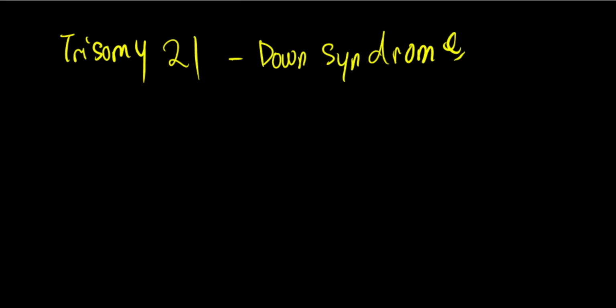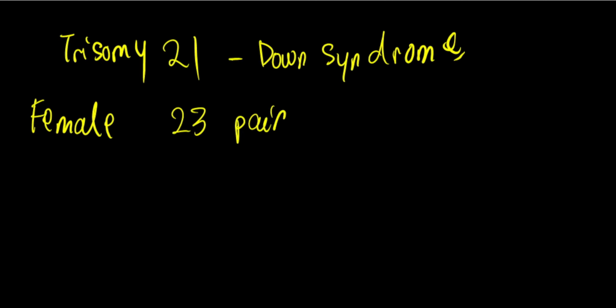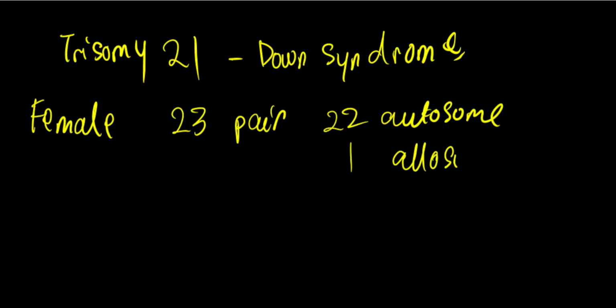Now, generally we have in females 23 pair of chromosomes, 23 pair of homologous chromosomes. So we have 22 autosomes, and then we have one pair of allosomes or sex chromosomes. Same in male, we also have 22 pair of autosomes, and then the allosomes for the male of course would be XY. For the female we have the XX.